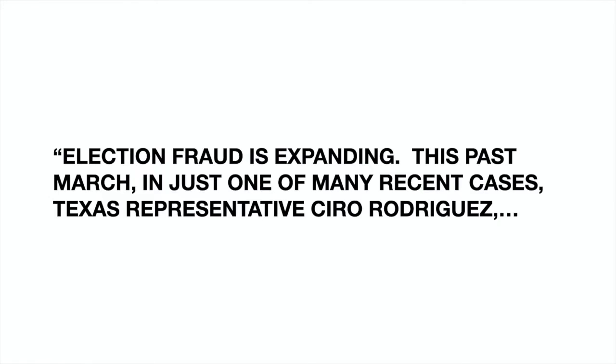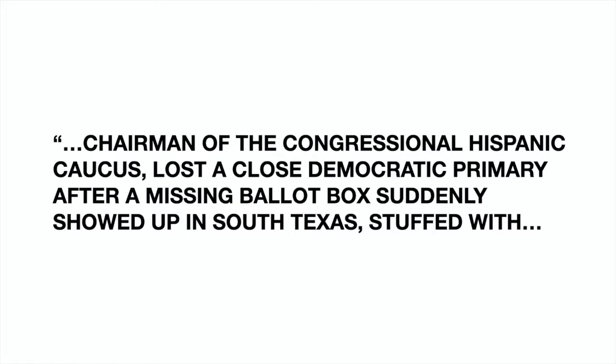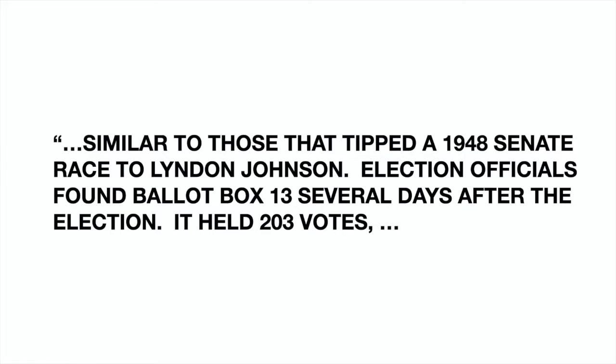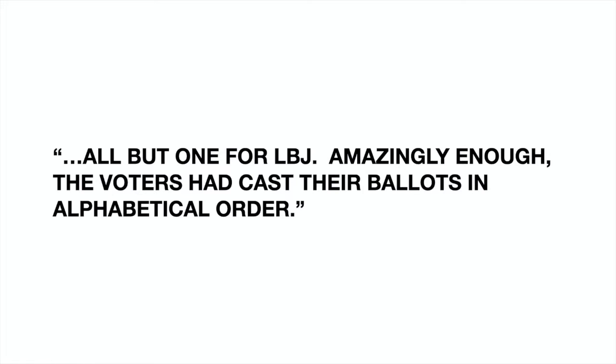Election fraud is expanding. This past March, in just one of many recent cases, Texas Representative Ciro Rodriguez, chairman of the Congressional Hispanic Caucus, lost a close Democratic primary after a missing ballot box suddenly showed up in South Texas, stuffed with votes for his opponent. Rodriguez charged fraud, but could never definitively prove it. The circumstances were eerily similar to those that tipped a 1948 Senate race to Lyndon Johnson. Election officials found ballot box 13 several days after the election. It held 203 votes, all but one for LBJ. Amazingly enough, the voters had cast their ballots in alphabetical order.